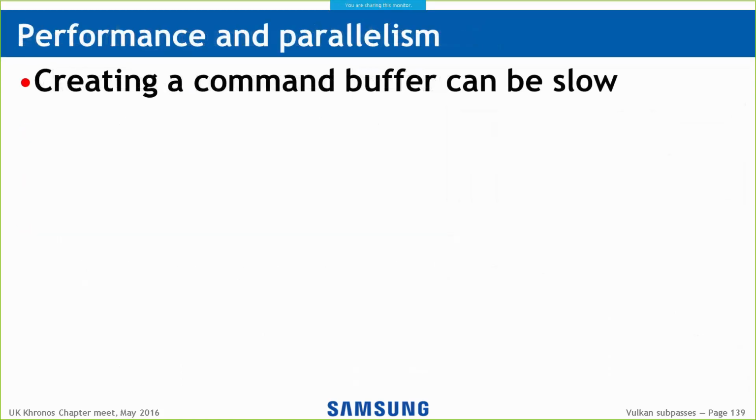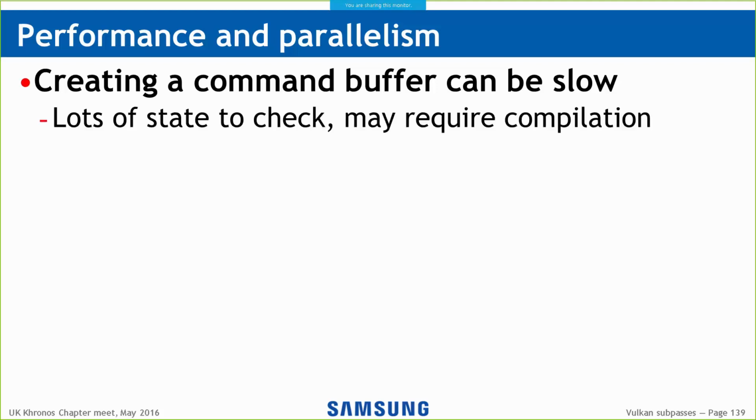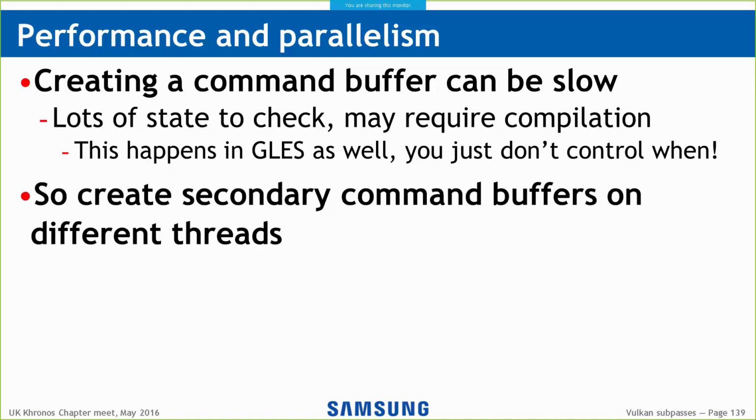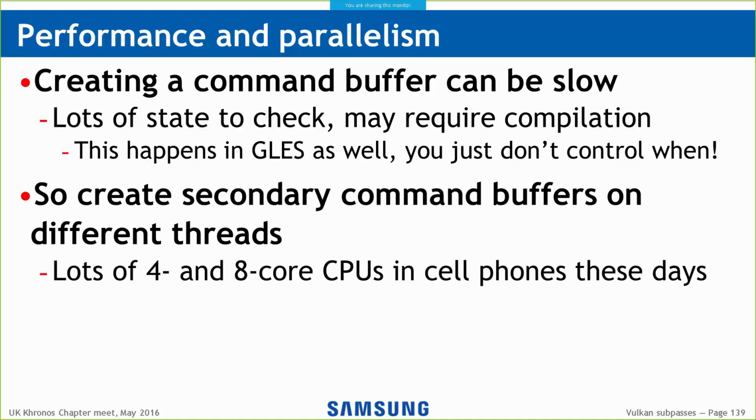So command buffer creation can be a bit slow. Effectively, compilation can happen, as Michael was saying earlier. This does happen in GLES. It's not that Vulkan is slow. But the thing about Vulkan is that you get some control over when all of this is happening. So by creating secondary command buffers on different threads, you can spread the work across multiple CPUs, and there are lots of multiple CPUs out there in devices at the moment.